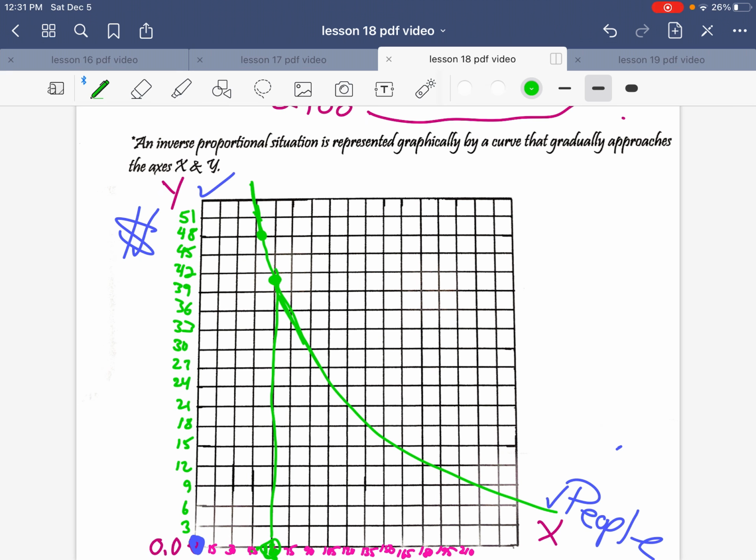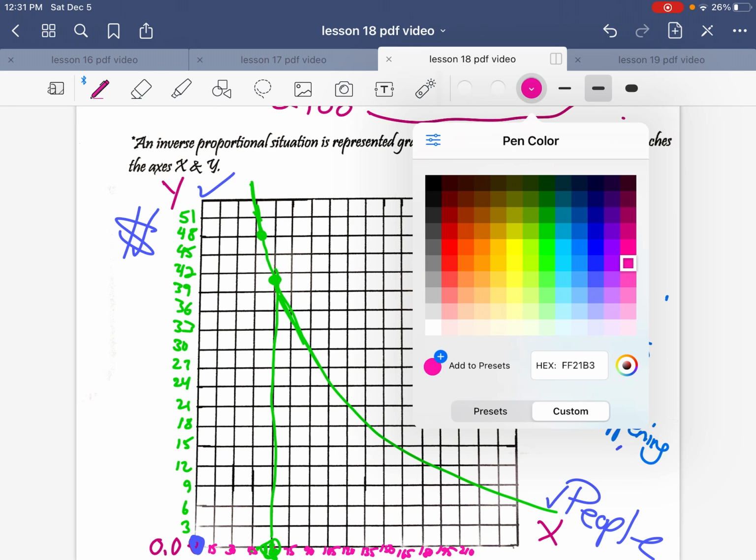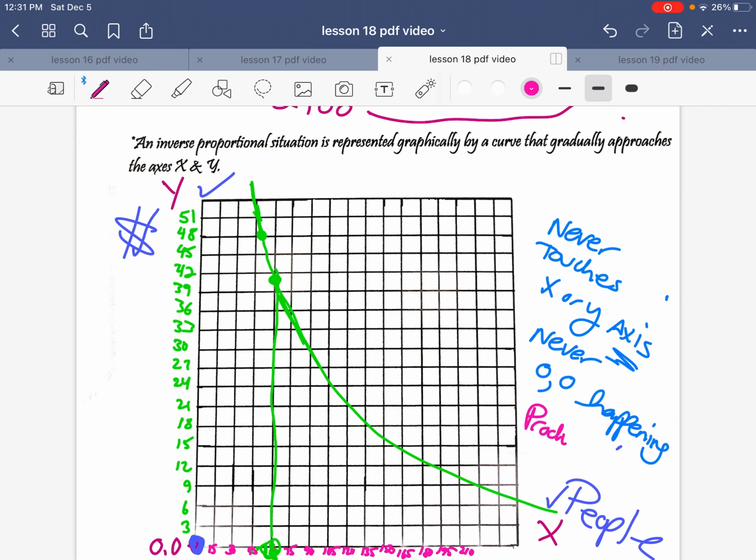Okay, so you want to make sure that you're plotting all those next dots. You notice 2 things happening. It never touches the x or y axes because there's never a 0, 0 happening. And that's because you can never have, for example, the product of x times y to be equal to a 0 because it doesn't exist in an inverse proportional situation.